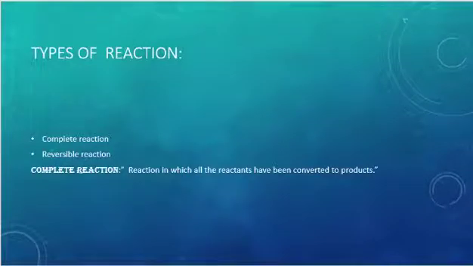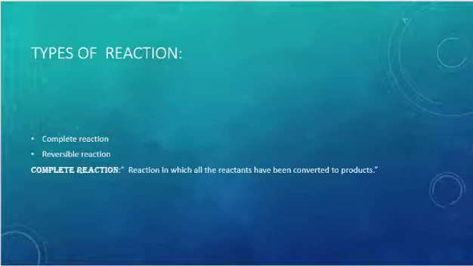Now, what are the types of reaction? In general, there is a complete reaction and a reversible reaction. I have told you what a complete reaction is, in which all of the reactants have been converted to products.